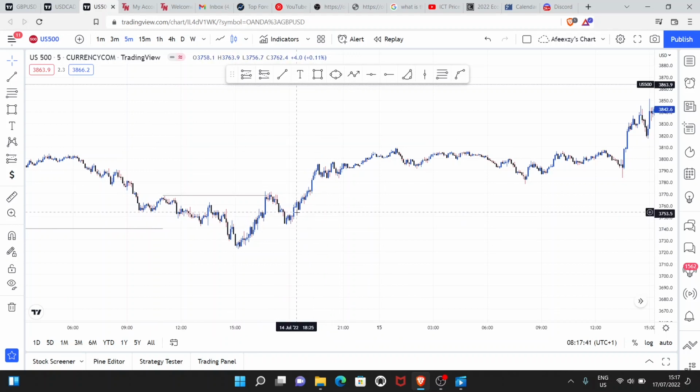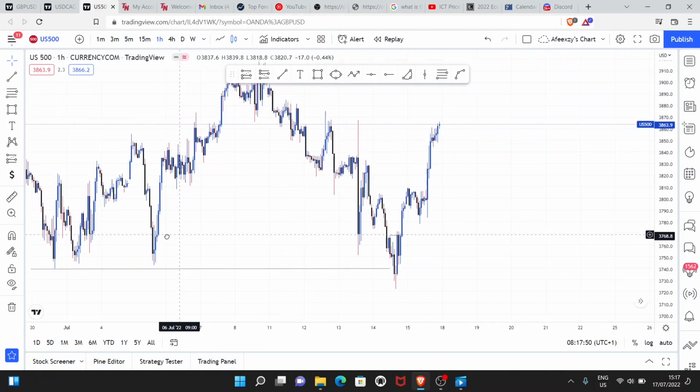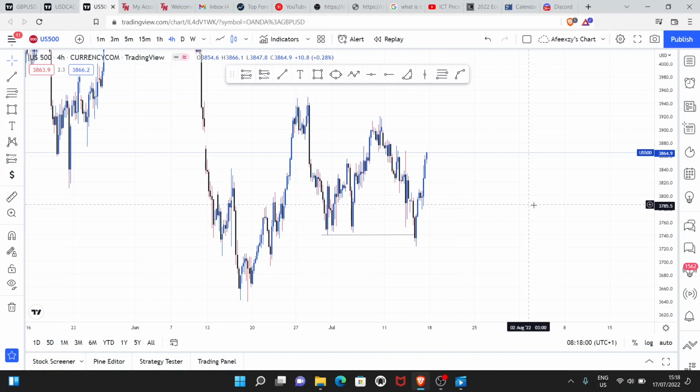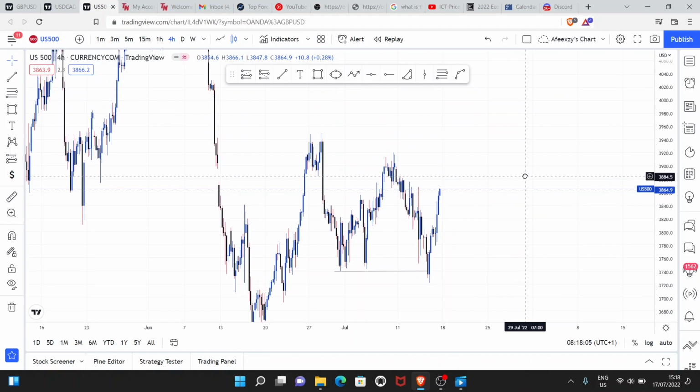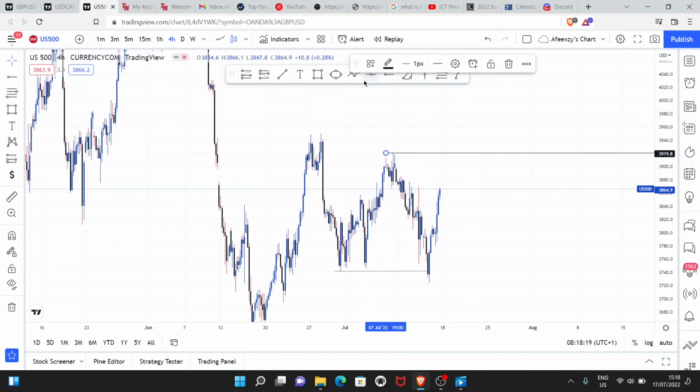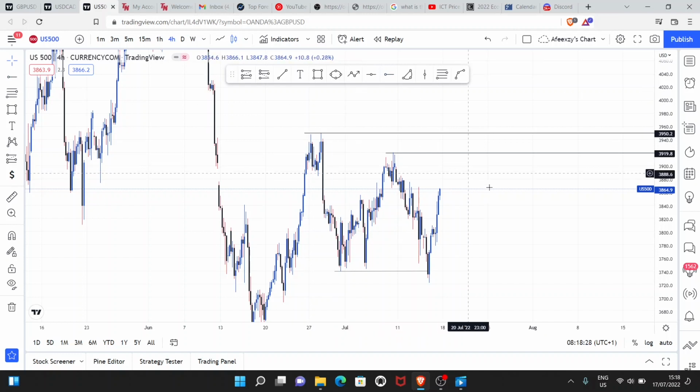So upon this change in structure, I'll be looking for buy opportunities. On S&P, I can see some bullishness kicking in. Here, I see it attacking this buy side liquidity. At this point, I see it attacking this here. Then after it attacks here, I'm waiting for it here. So those are my two zones.